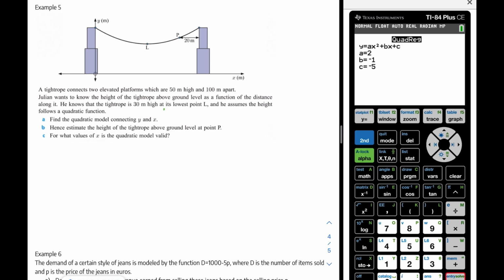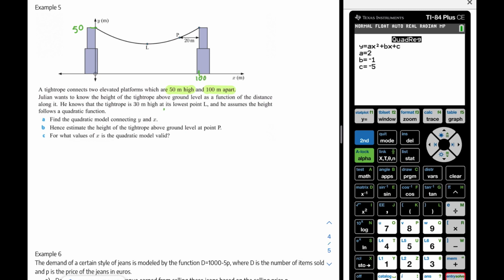First, we have a tightrope connects two elevated platforms which are 50 meters high and 100 meters apart. 50 meters high, 100 meters apart. Let's put this information on our graph. 50 meters high, that means that this value is 50 here. And 100 meters apart, that means that this is 100 meters.